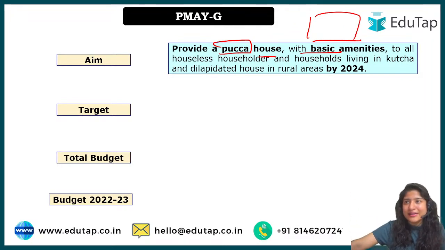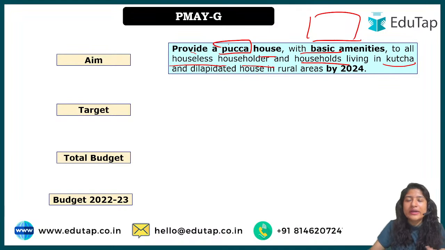There is no gas cylinder for the women to cook. There is no water supply, right? So that is why it's being clearly mentioned: a pakka house, providing a pakka house to everybody who is in need, with basic amenities, should be there for all the houseless householders, or those living in kacha houses.